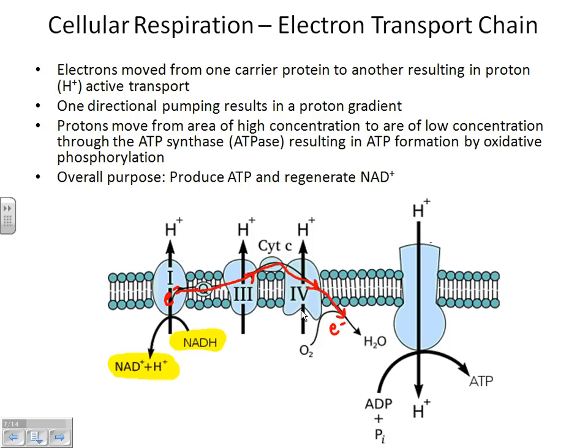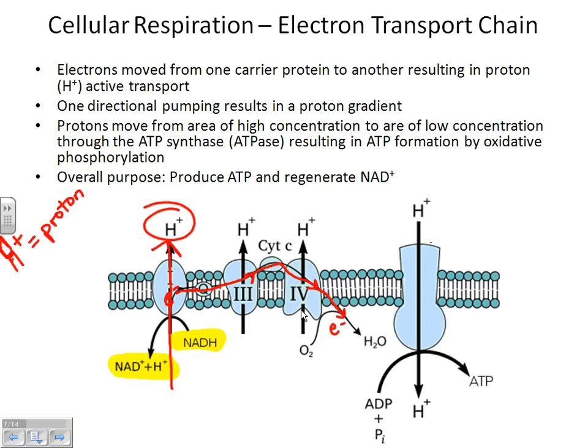So I left a little step out. Let's go back through it again and add that step. As my electron travels from protein 1 to protein 3, this proton is pumped from one side of the membrane to the other. H+ is a proton. And that drives you guys crazy. That's supposed to be an H. Sorry, it's hard to write on this. It still looks bad. That's an H.